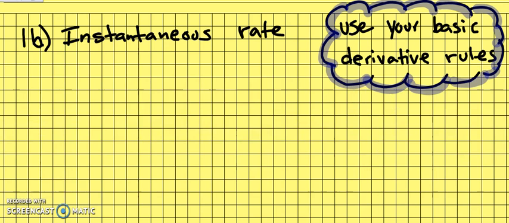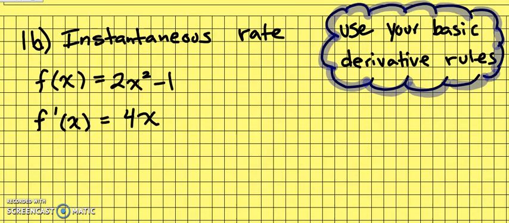Now for part B, the instantaneous rate, we're going to have to find the derivative, but don't forget that you can use your basic derivative rules now. So unless it's otherwise stated, you can always use your basic derivative rules to calculate the derivative from now on. So calculating the derivative for 2x squared minus 1 isn't too hard. By using the power rule, you get that f prime of x equals 4x, and now we're going to calculate it on the endpoints. So that was 1 and 4. So the interval is 1 and 4.